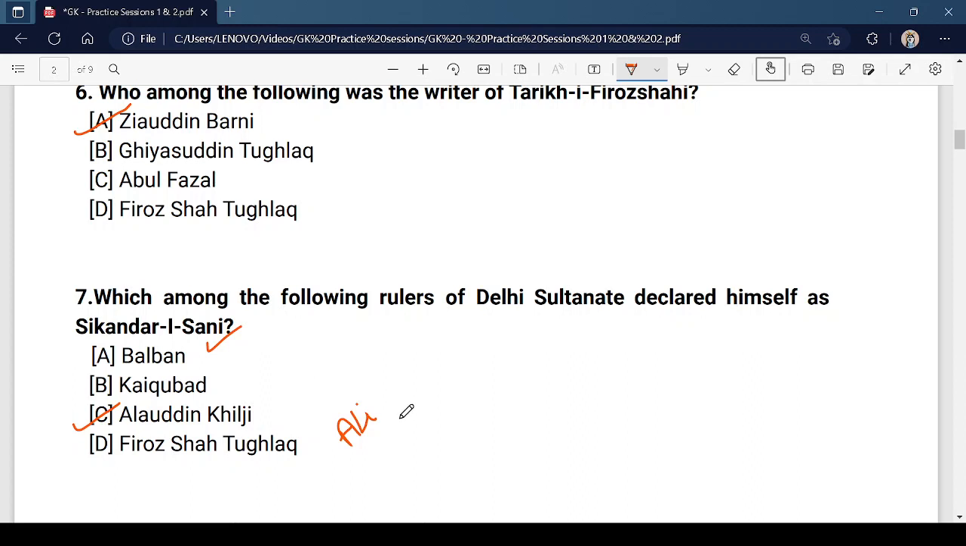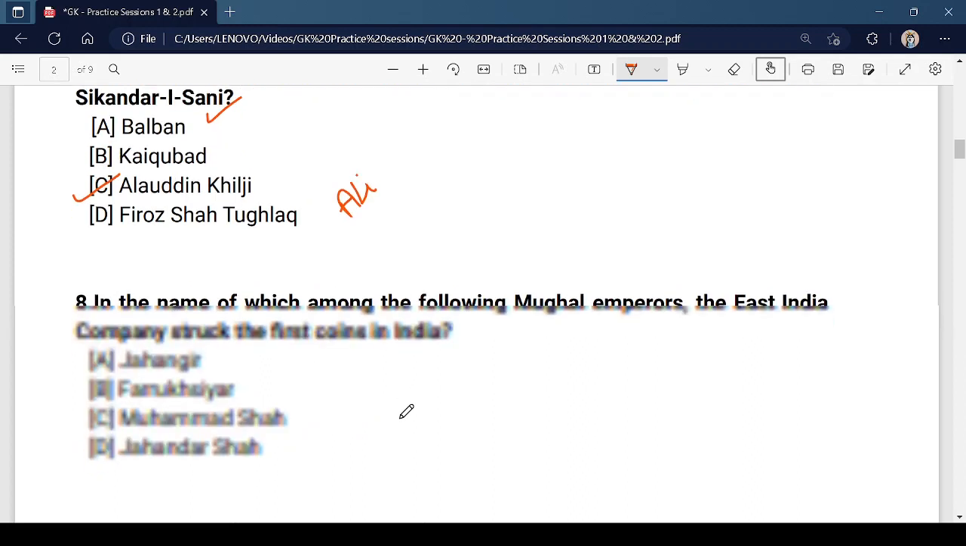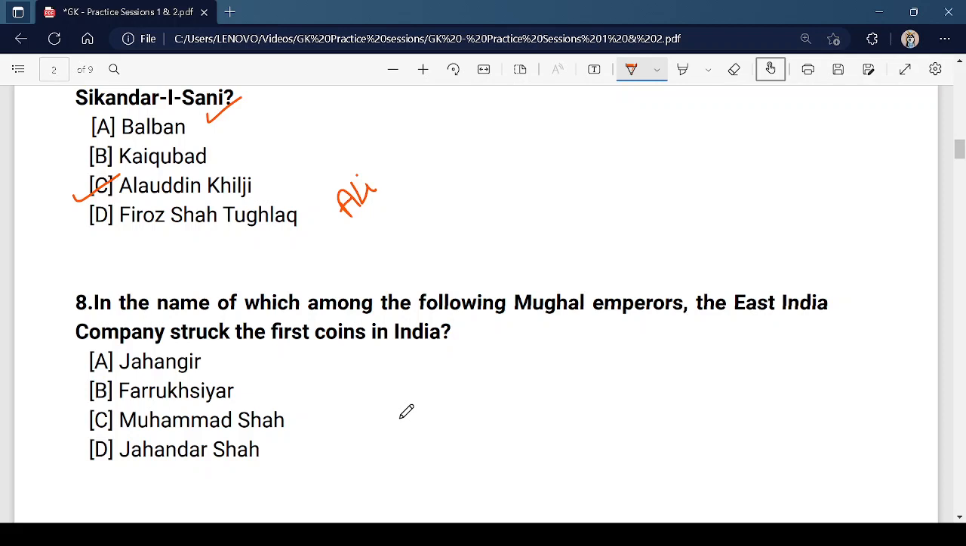Chalo, next. In the name of which among the following Mughal emperors did the East India Company strike the first coins in India? The East India Company struck the first coins.